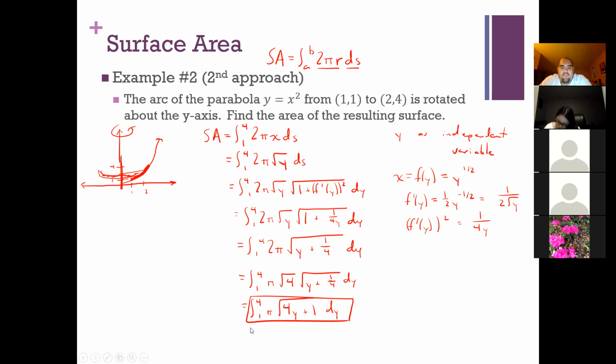If you're not convinced, I would go ahead and complete that integral to see that really you are going to get the same surface area as before. And geometrically the shape is the same, so we absolutely should get the same surface area. Any questions here?